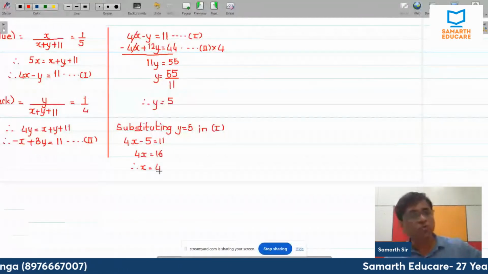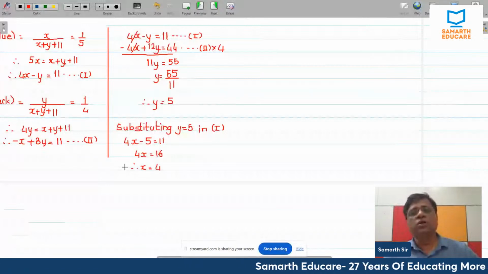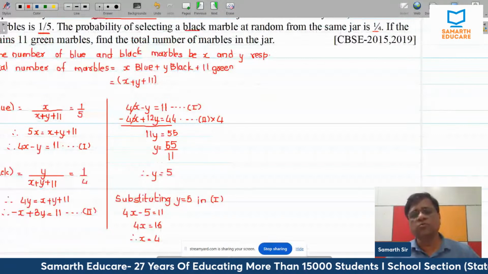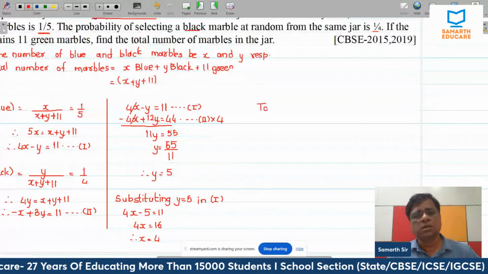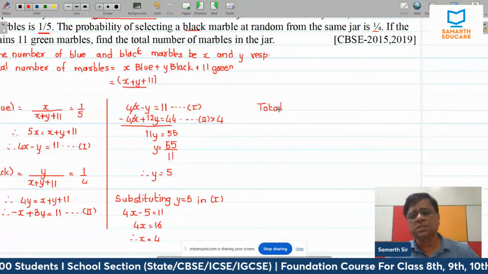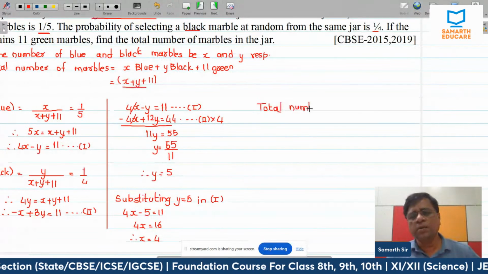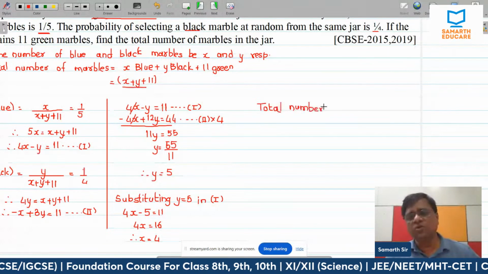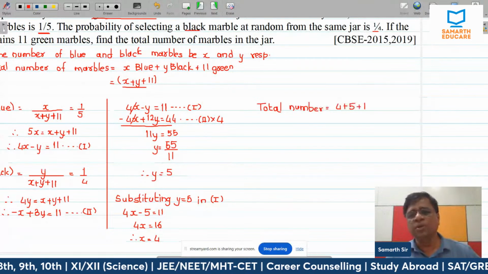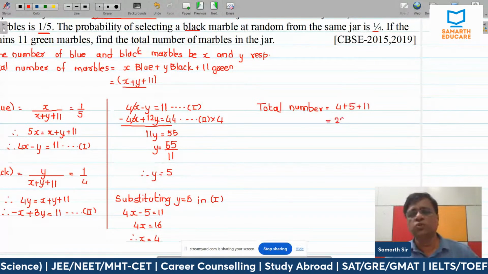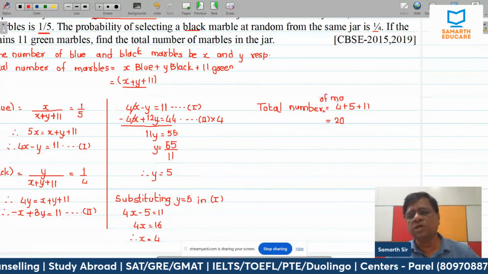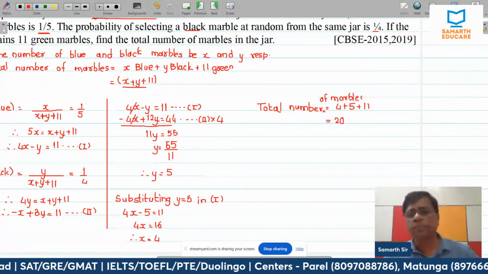Read the question properly. He is asking for the total number of marbles. So what are the total number of marbles? I have already written it here: total number of marbles is x plus y plus 11. My x value is 4, my y value is 5, and plus 11, which is 9 plus 11, and that is equal to 20. So total number of marbles is equal to 20, and that becomes my final answer. All right.